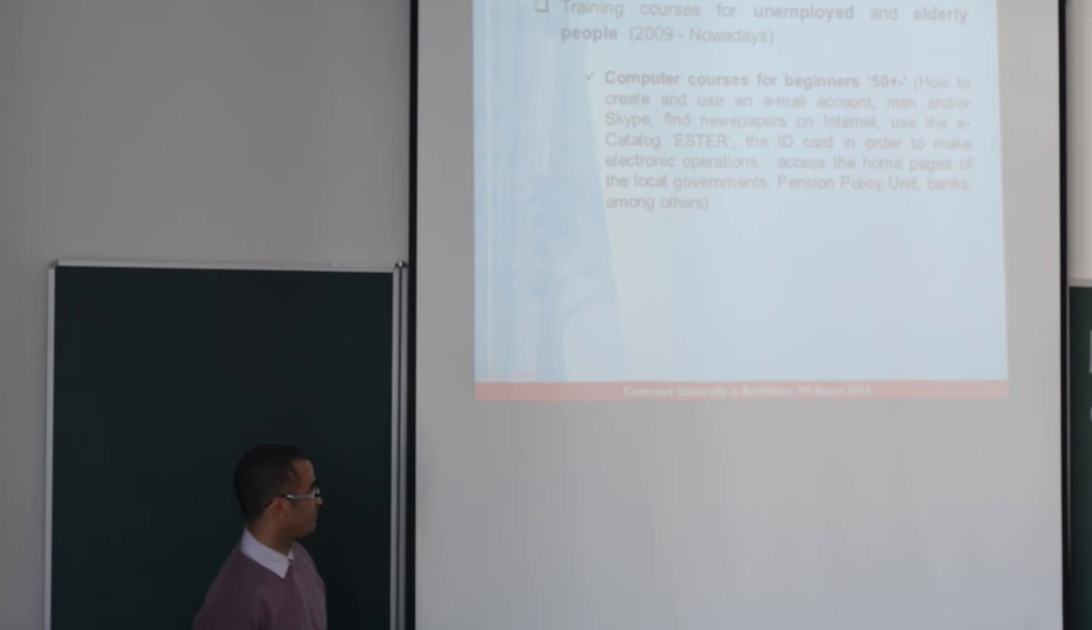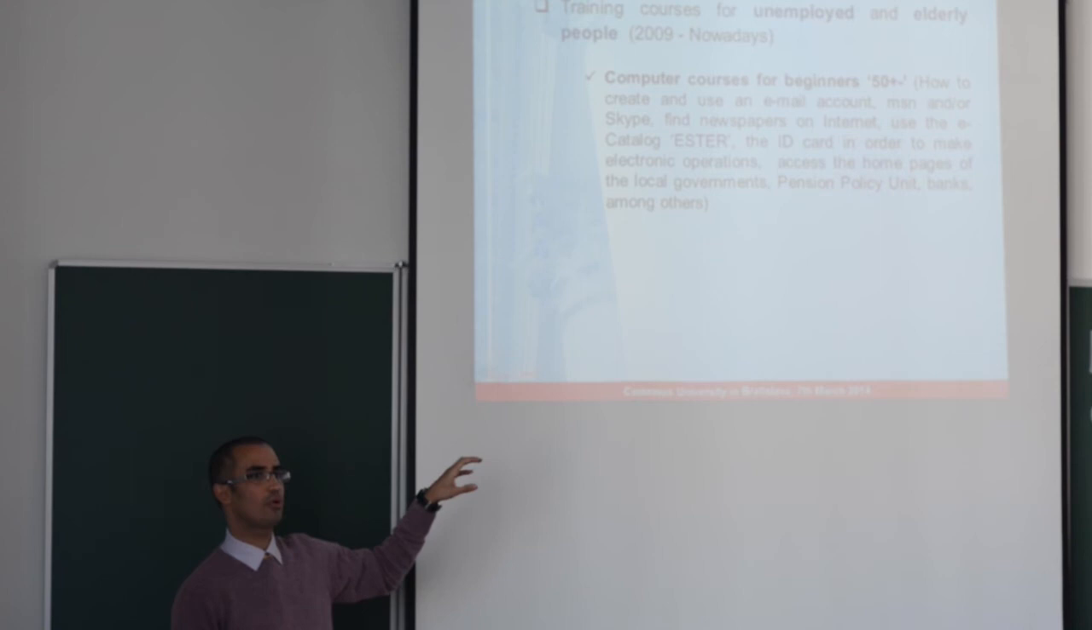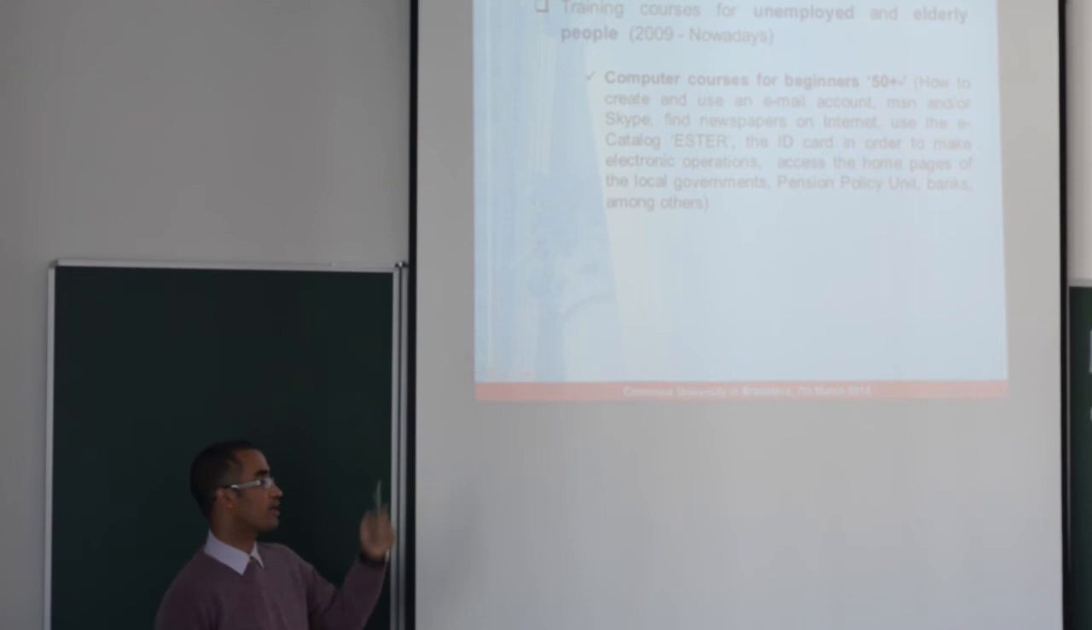Use the catalog. In Estonia, they have a national catalog. It's controlled by the national library, but all the collections from all public libraries of the country are included in this catalog. So it's quite useful, because from home, you can check the catalog and you know where a book is, in which library you can go to.